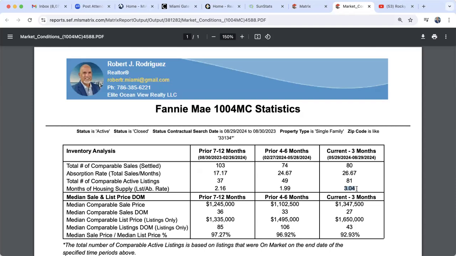Where were we throughout the year? We were at 2 months of inventory, pretty much, and now we increased it to 3 months of inventory. Why? Because take a look at the active listings. We went from 37 active listings to 49 to now 81 active listings. So the inventory in zip code 33134 is increasing, meaning that more sellers are placing their properties on the market.